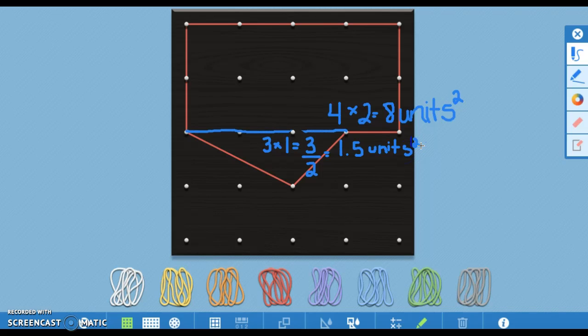To find the area of this entire figure, we need to add our 8 square units and 1 1/2 square units to get a total of 9 1/2 square units.